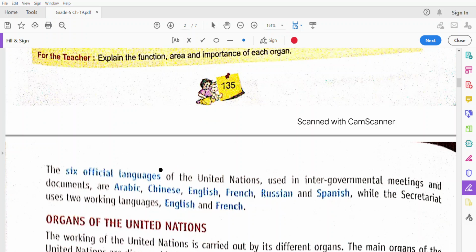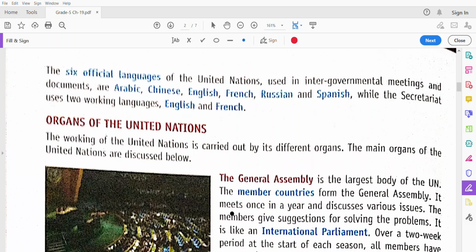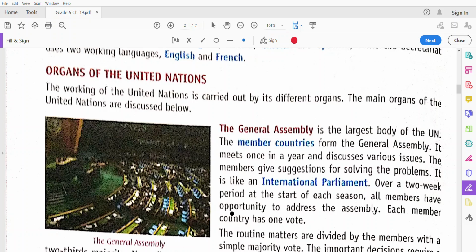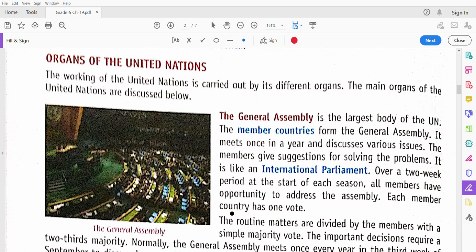There are 6 official languages used by the United Nations: Arabic, Chinese, English, French, Russian, and Spanish. But the main 2 languages used by the Secretariat are English and French. Different work is done by the different organs of the United Nations. Firstly, we will discuss the General Assembly.